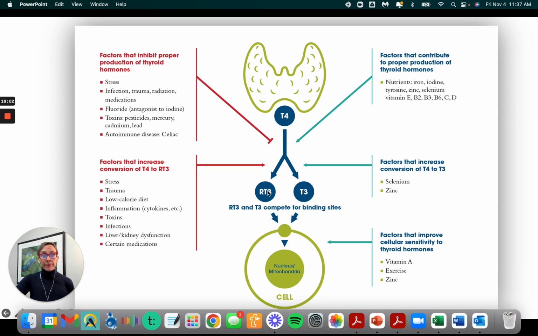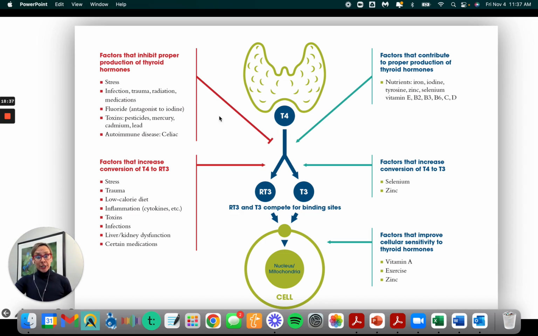Now they're competing. So if you look over here, factors that contribute to proper production of thyroid hormones. So even for the thyroid gland itself to produce enough T4, we need these nutrients. Things like iron, iodine, tyrosine, zinc, selenium, vitamin E, and your B vitamins. Then we need support for converting T4 to T3. This is the selenium and zinc that happens in the periphery, in the tissues outside of the thyroid gland.